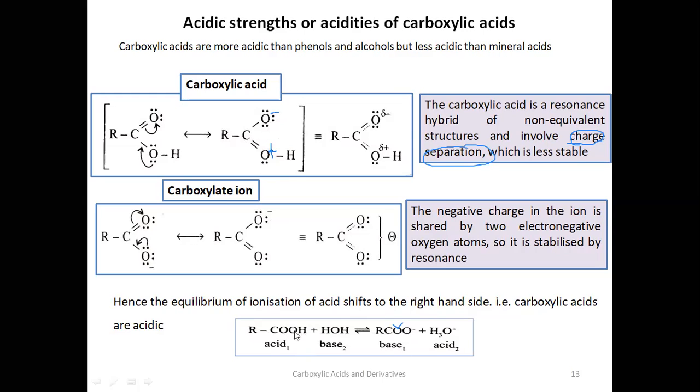It means this carboxylic acid will always try to exist as the carboxylate by donating a proton here. Since it is easily donating a proton, it means this is a very good acid. Okay, but not as good as HCl or HNO3, but very good among all the acids in organic chemistry. What are the acids in organic chemistry? Phenols and carboxylic acids. Carboxylic acid is a stronger acid than phenols.